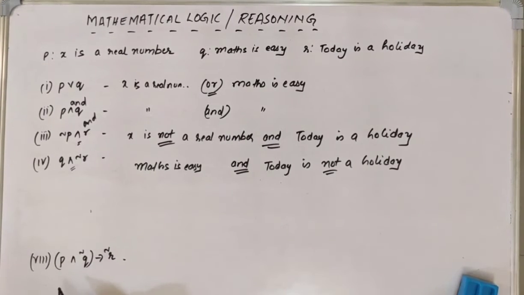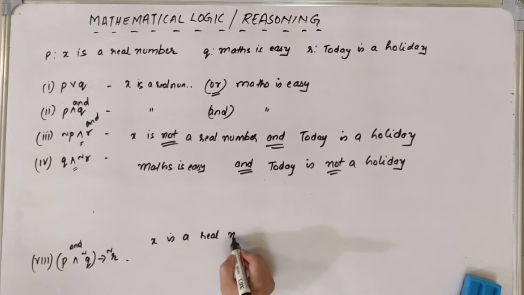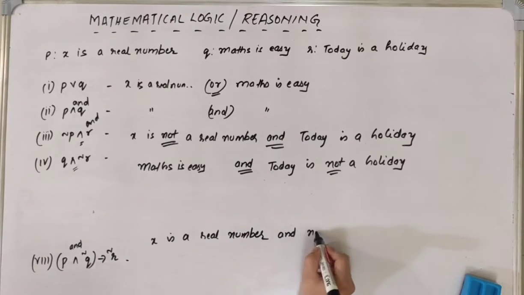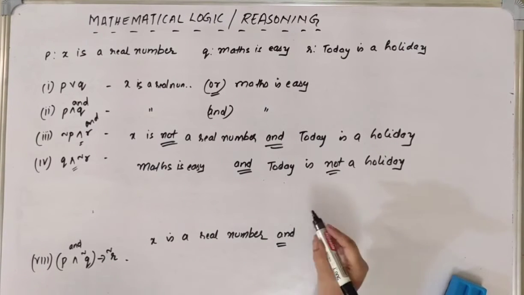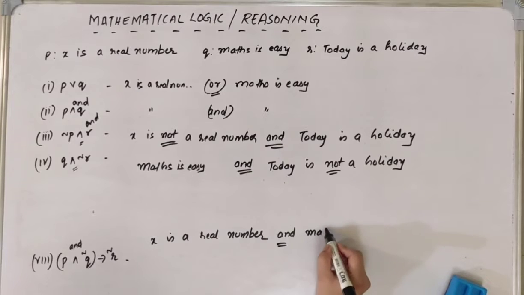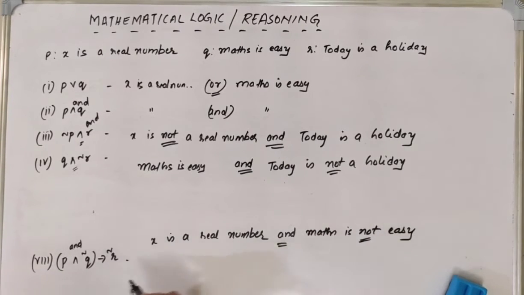The last one, P and not Q. What is P? X is a real number and not Q. What is not Q? Q is maths is easy, and not Q is maths is not easy. So we have finished this.